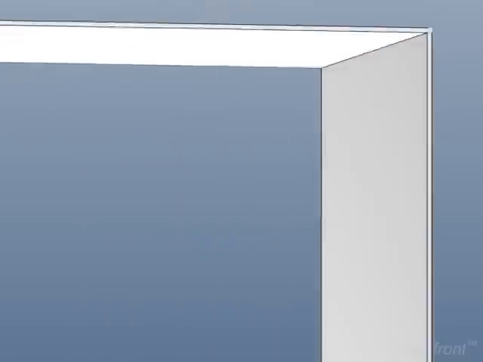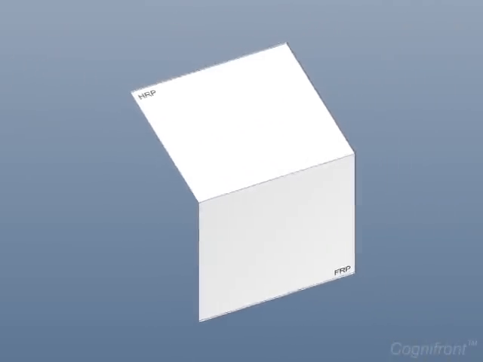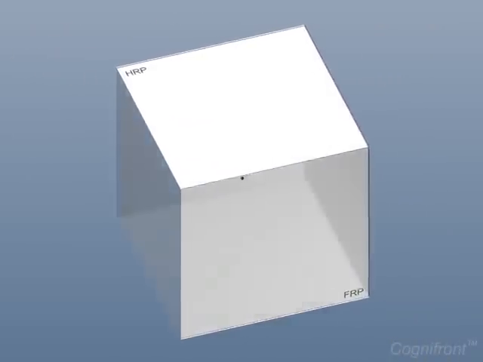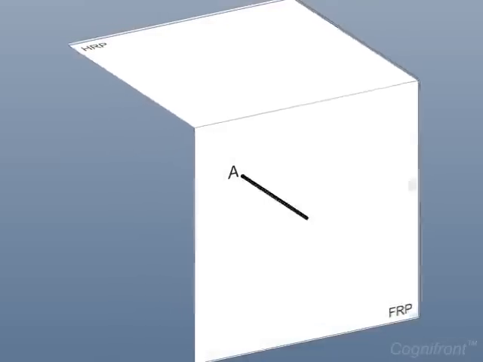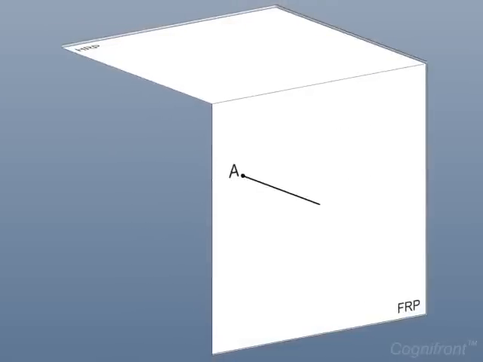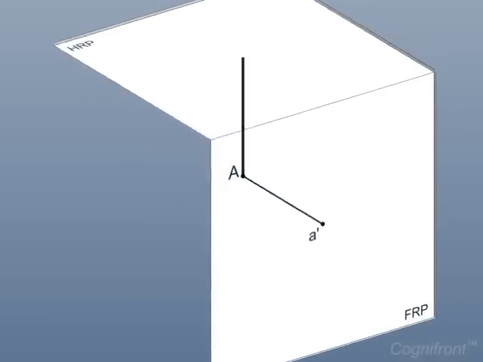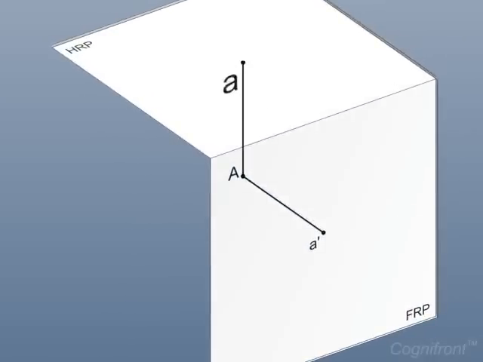Now, let's see what will be the projection of a point in the third quadrant. Observe, the point object A is in the third quadrant at a height of h units below the HP and a distance of d units behind the VP. Then, the front view will be a point A dash on VP and its top view will be a point A on HP.